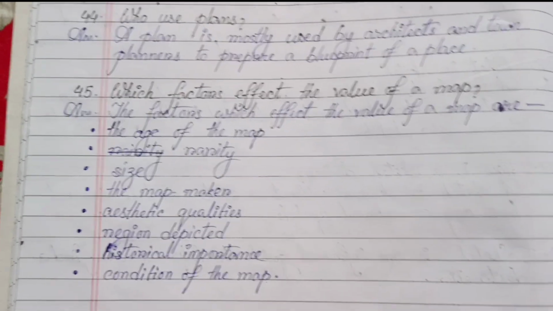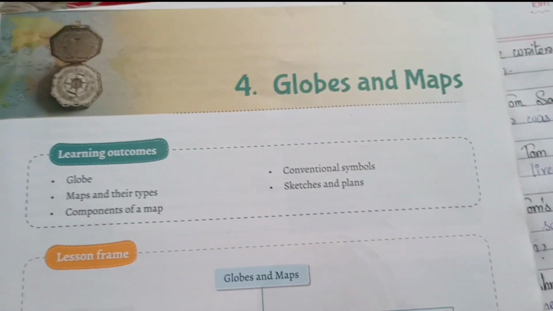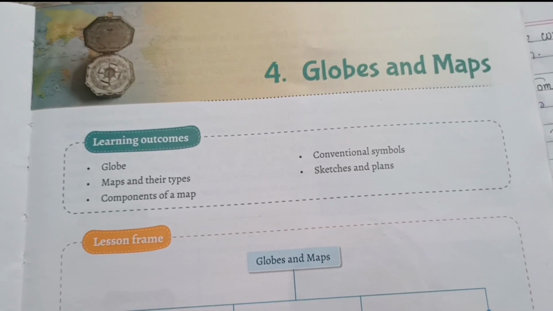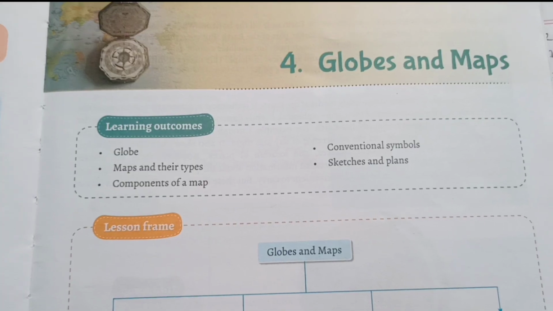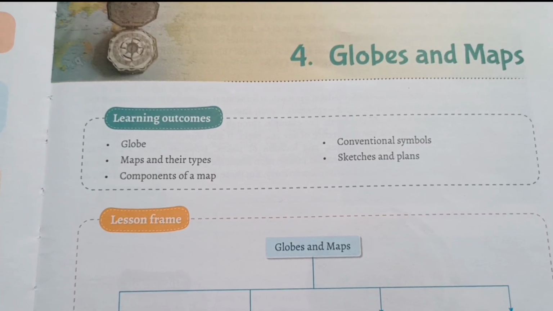Okay, so these are the total 45 inside question answers from chapter 4 Globes and Maps. You can find 22 question answers in part 1 and rest of the question answers in part 2.